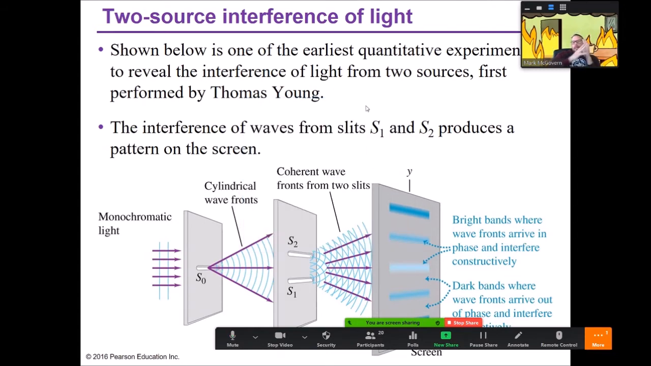And what's occurring here is the idea that light is a wave. If there are path length differences in the light, then you certainly can have constructive and destructive interference.